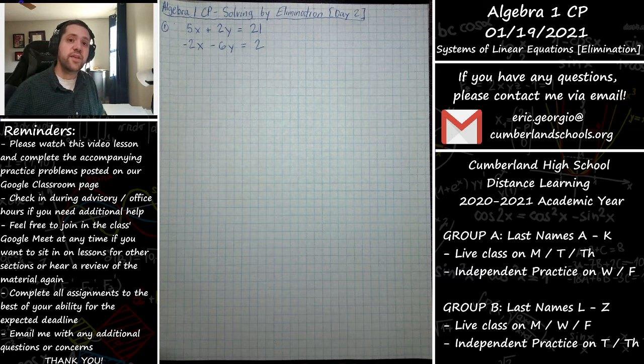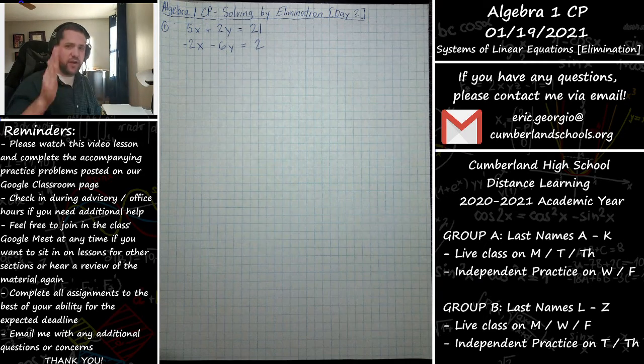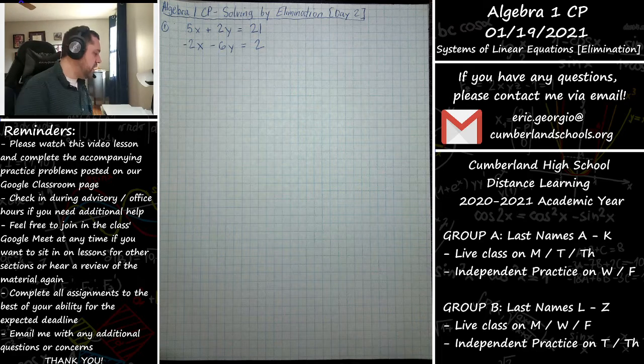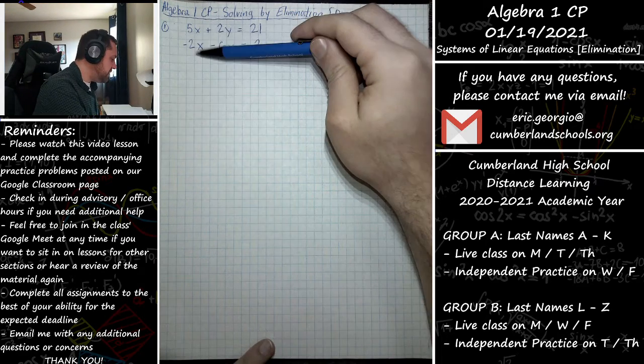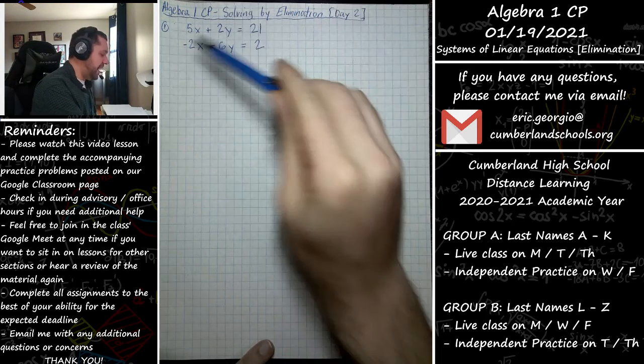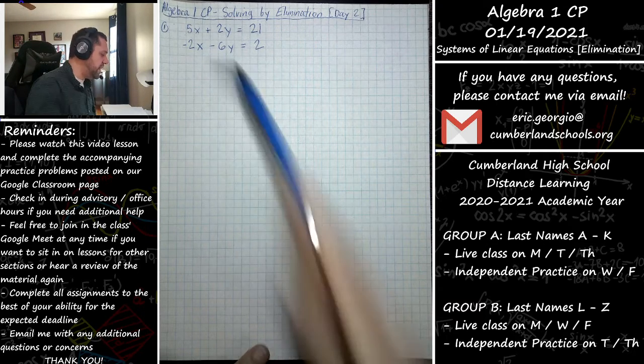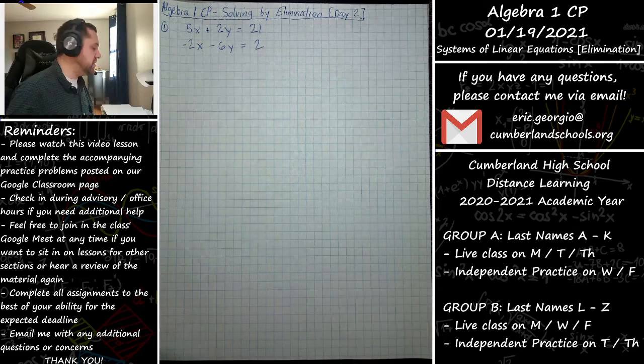So hopefully you have done that. You've paused the video, tried it out on your own, and seen if you can get an answer. This is another elimination problem where we can try to figure out at the very start, since all my variables are lined up as they should be, how I can multiply one of these two equations to make those coefficients match up.